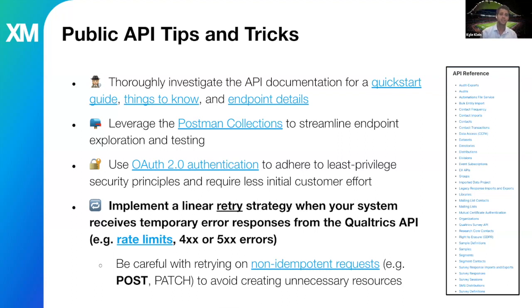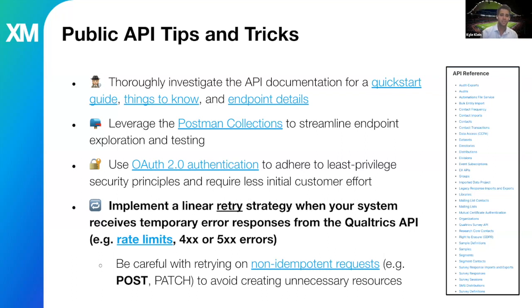There's this new Postman collection feature that we just released, which essentially allows you to really quickly ramp up and explore and test the different endpoints that are available in our public API. So that makes it really easy, if you're familiar with Postman, to get up and going and to test things out. And then, just from a security standpoint, OAuth 2 is recommended.